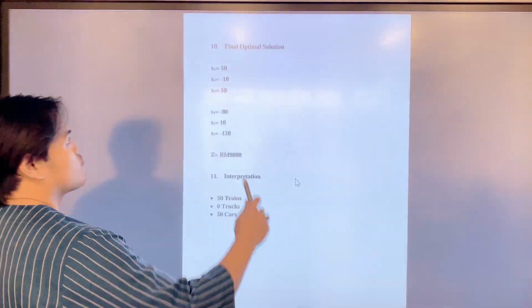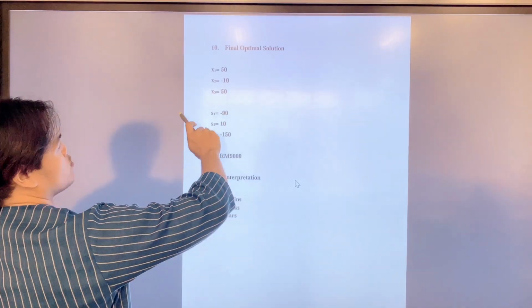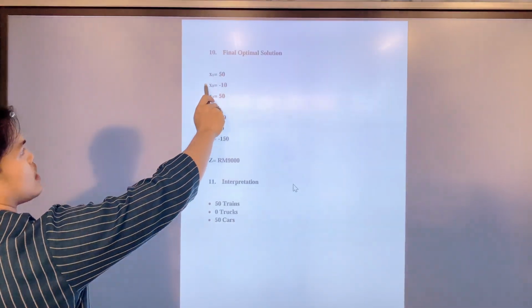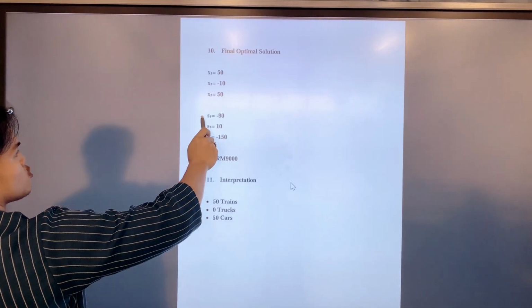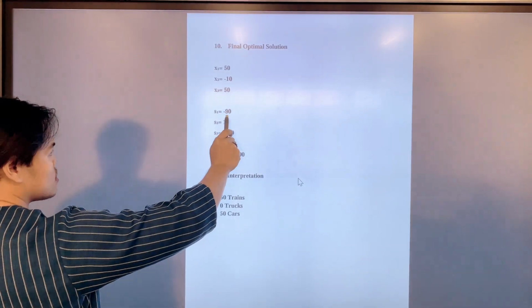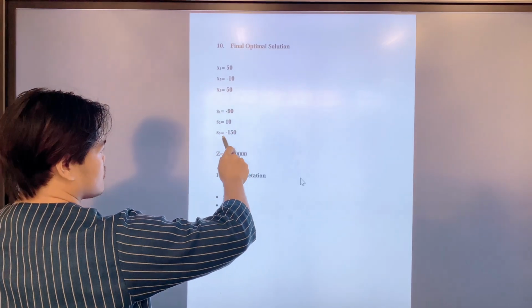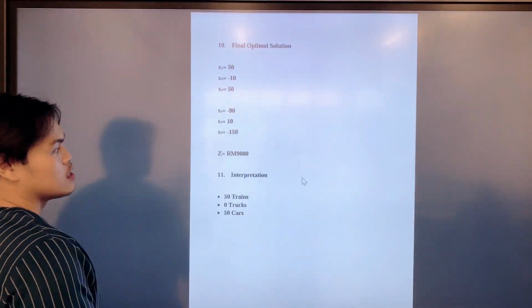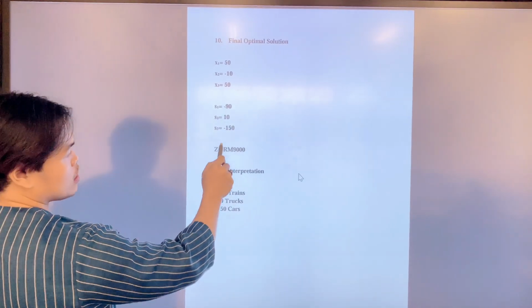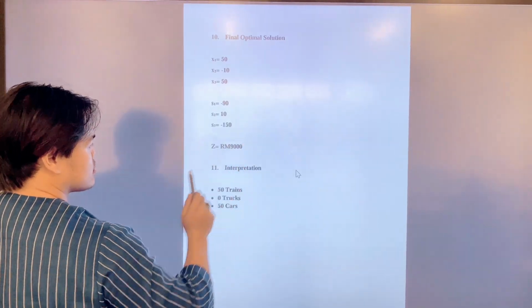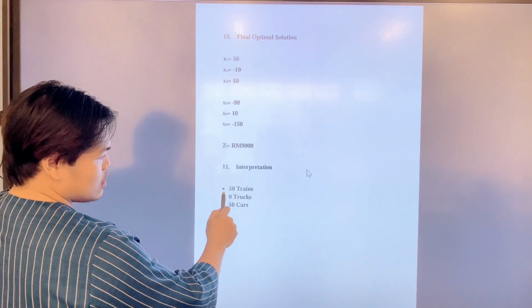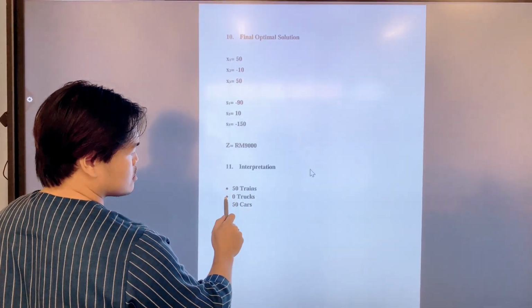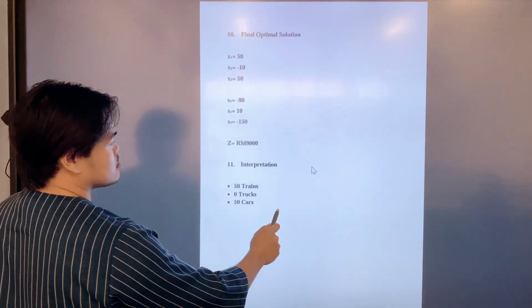For the final optimal solution, we get x1 is 50, x2 is 0, x3 is 50, and S1 negative 90, S2 10, S3 negative 150, and the maximum profit is 9,000. And then for the interpretation, it's 50 for trains, 0 for trucks, and 50 for cars.